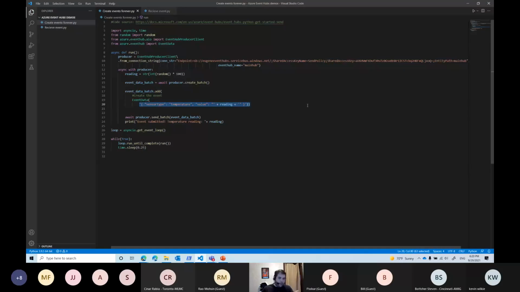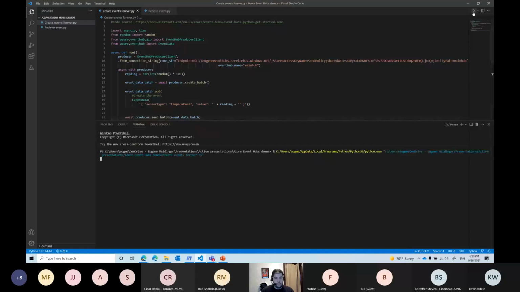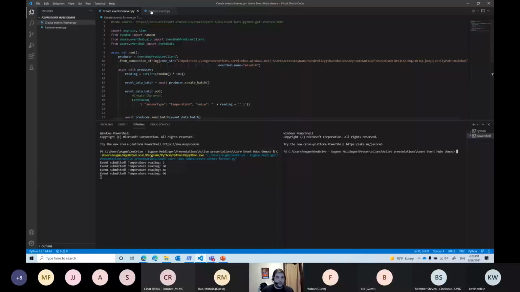You could put Avro, total gibberish, whatever, it doesn't matter, because Azure Event Hubs does not care about the contents. And then it's just going to keep running this forever, and it's just going to sleep for like a quarter of a second, make a new event, sleep, all that kind of stuff. So if I go ahead and run that, you can see that it's creating these fake temperature readings.